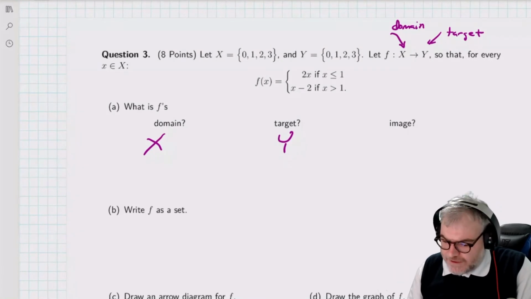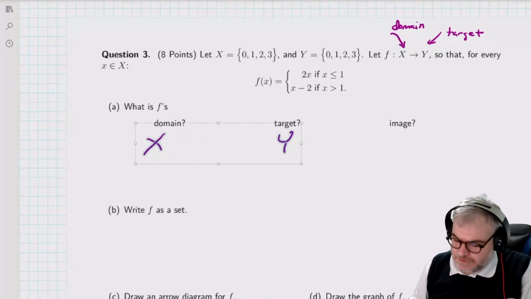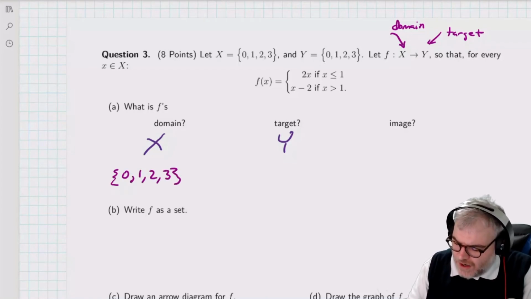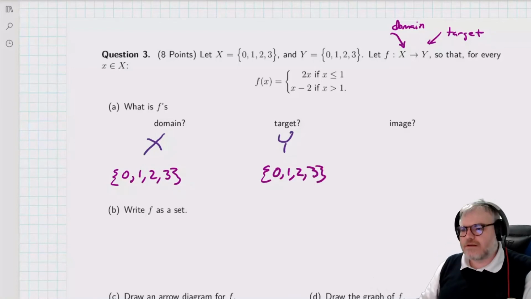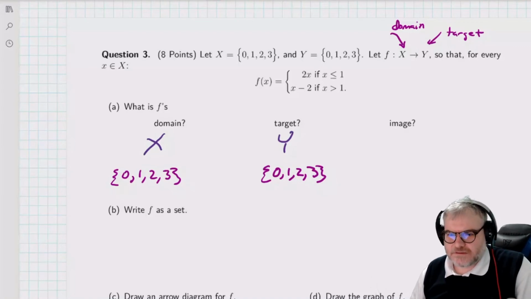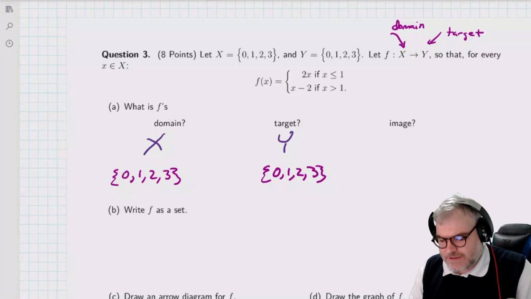Oh, you can write the specific numbers. That's okay too. You could have written that out. You could have written the domain. Also, valid answers. 0, 1, 2, 3. Target. 0, 1, 2, 3. Also valid answers. It's the set 0, 1, 2, 3. How do I know? Because I said so.